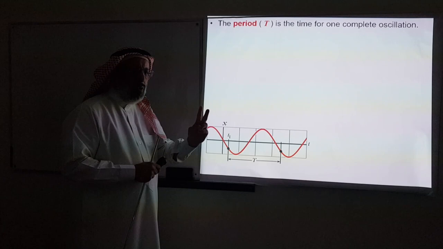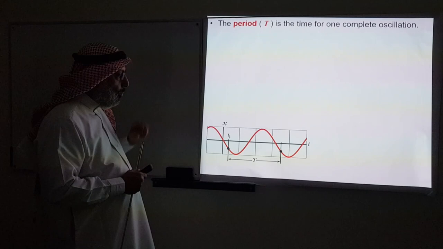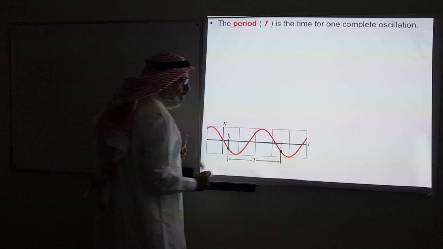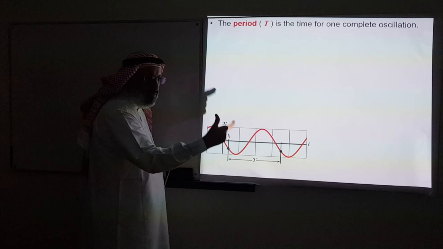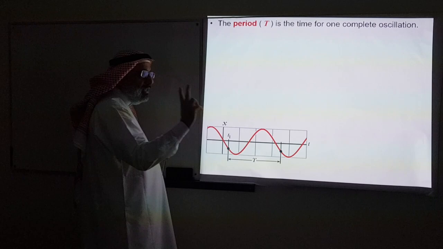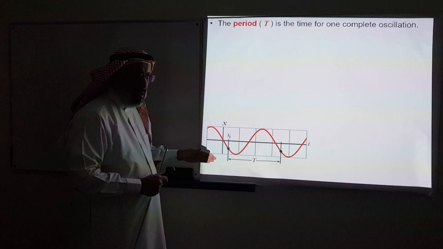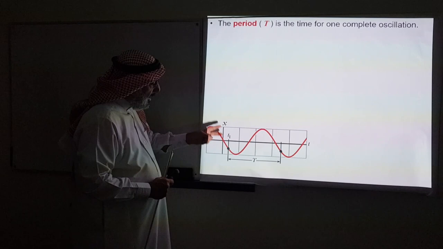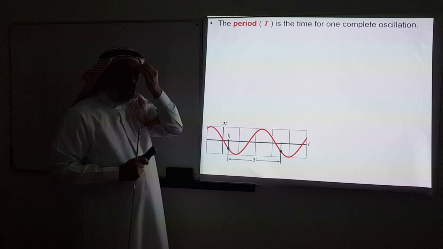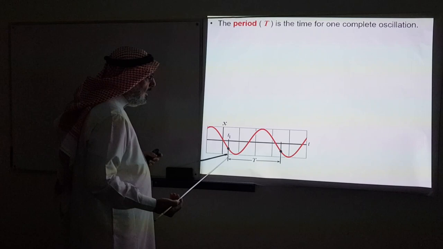Consecutive identical points. What do you mean by consecutive? Next to each other. We have infinite of these points, but we take two that are next to each other, adjacent or consecutive. So consecutive, identical. What do you mean by identical? They have the same displacement from the horizontal line, and both positive or negative, it doesn't matter. But what matters is they have the same sign, negative or positive, and the same displacement from the horizontal. So these are identical points. The time to go between them is equal to one period of the motion.